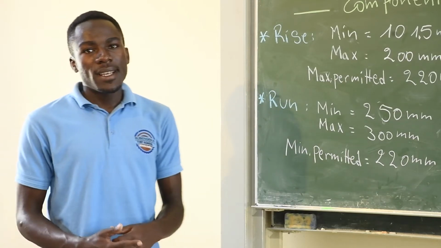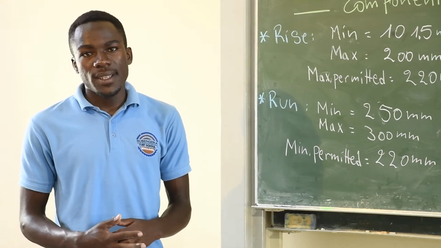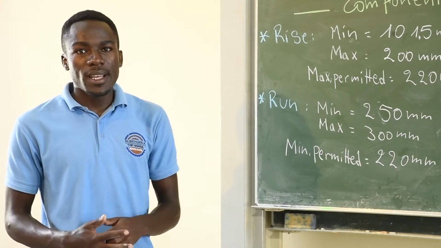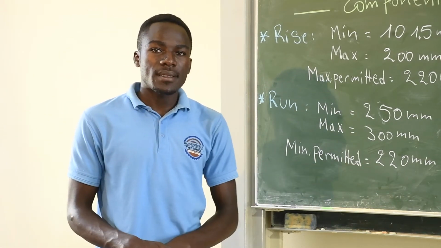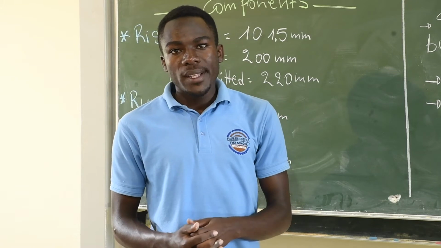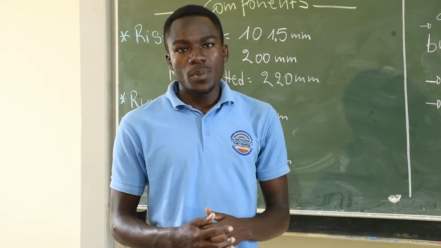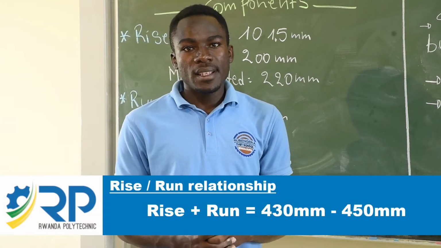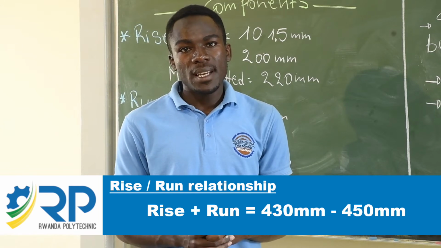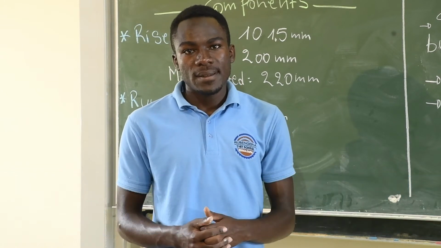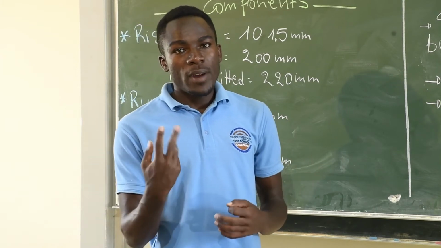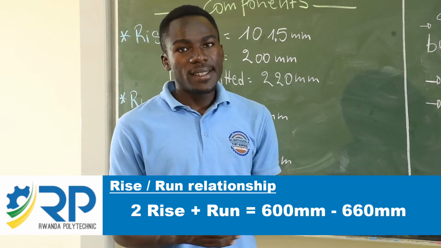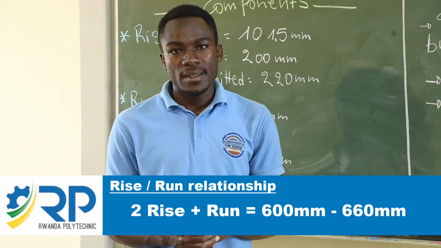For going or tread, the minimum normally is 250. The maximum is 300. The minimum permitted for a special staircase is 220 millimeters. Rise normally relates to the going. The relationship between rise and going is that when we sum up one rise and one going, we get a distance of 430 to 450 millimeters. And when you take two rises plus one going, it will sum up between 600 and 660 millimeters.